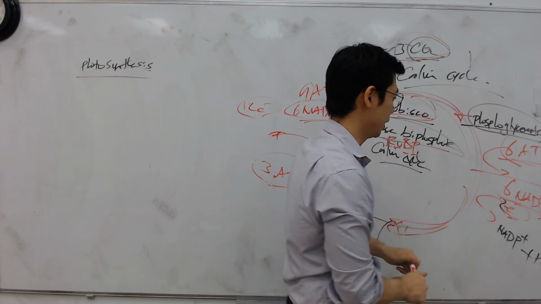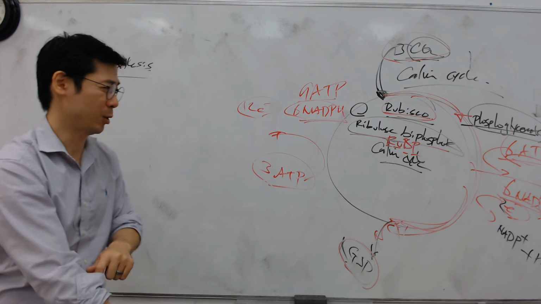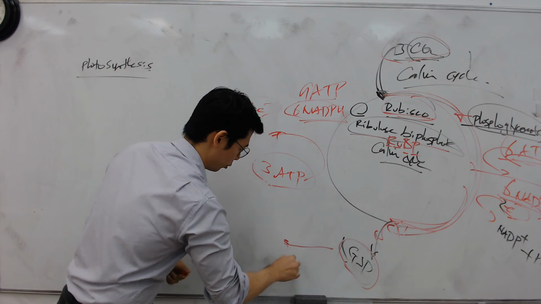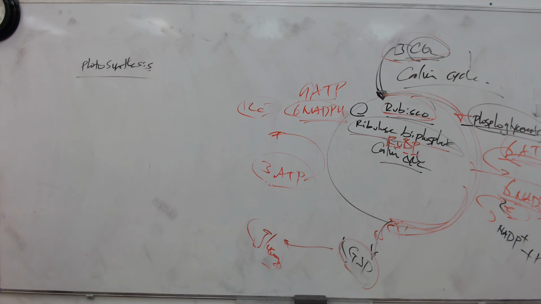You use ATP and NADPH, and later produce G3P. Okay? And this can turn into glucose, right, after more steps and stuff like that. But now, that's the Calvin cycle. Okay? There's nothing more we have to know about the Calvin cycle, that's it.